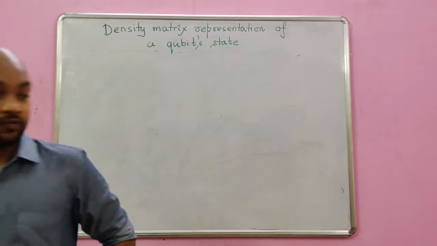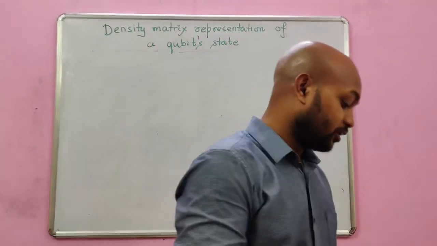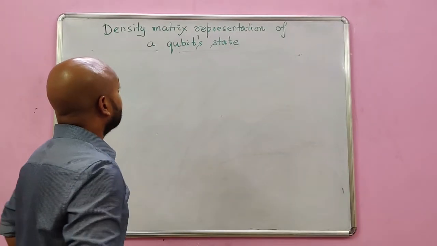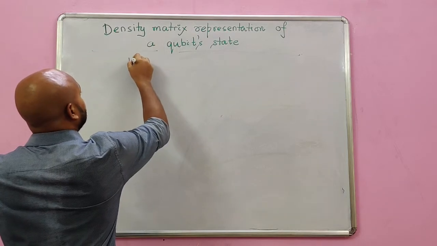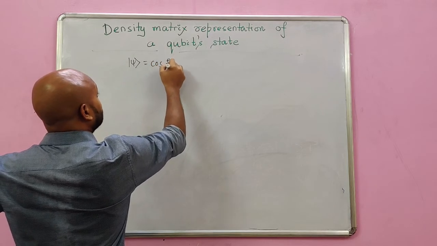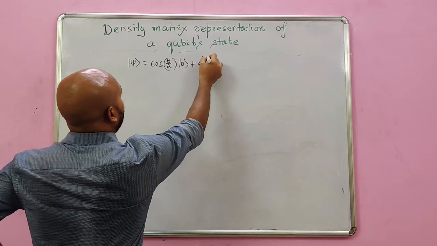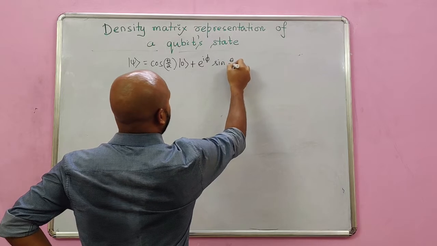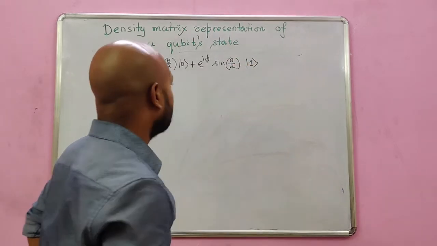The general representation of a qubit in terms of a ket, or a quantum state, is this: cos of theta by 2 |0> plus e power i phi sine of theta by 2 |1>.